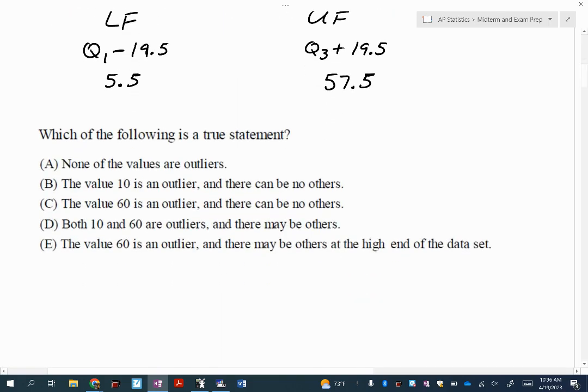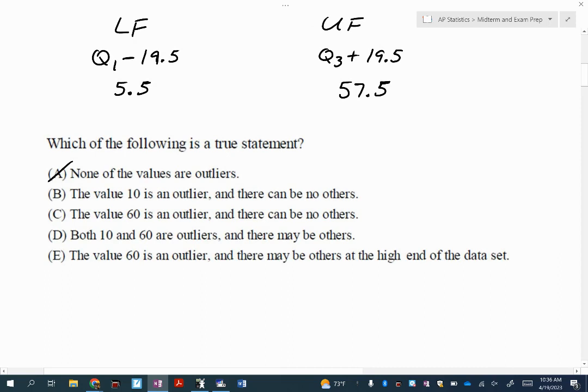So if I go to my answer choices, so not A, no. So you see how C might be the one, Mia? You might choose C, which would be incorrect because 60 is an outlier, and then it says there can be no others, but we actually don't know. There could be others. 10 is not an outlier, so it's E. 60 is an outlier, and there could be others on the high end of the data set. Okay? Is everybody clear on how to find outliers? You will be asked to do that on the AP exam.